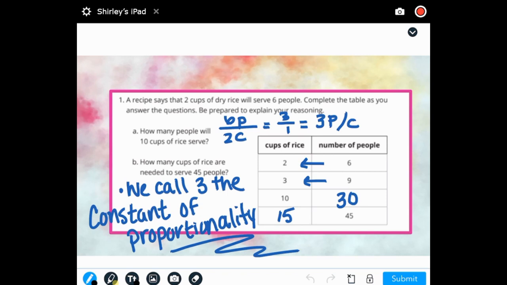Again, if I'm asking to find the constant of proportionality, just think back to what we did on Monday with the robot task. We did clicks per second. We called it a unit rate. So now we're just taking that definition and we're putting a new word behind it, but it's exactly the same thing.